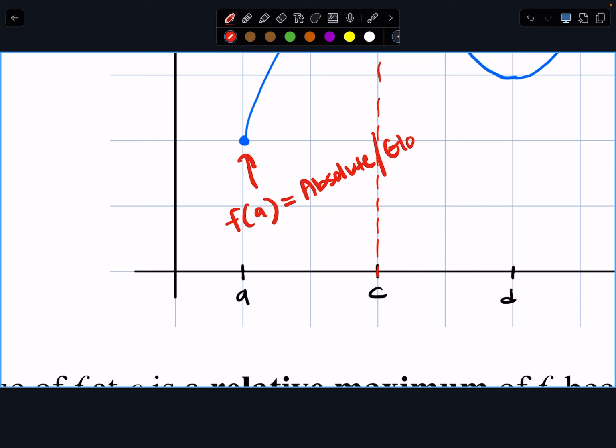Or global min. My Apple Pencil is really glitchy right now. F of A would not be a relative max or min, and that's because that point is not on an open interval. It's at the end point of the interval.